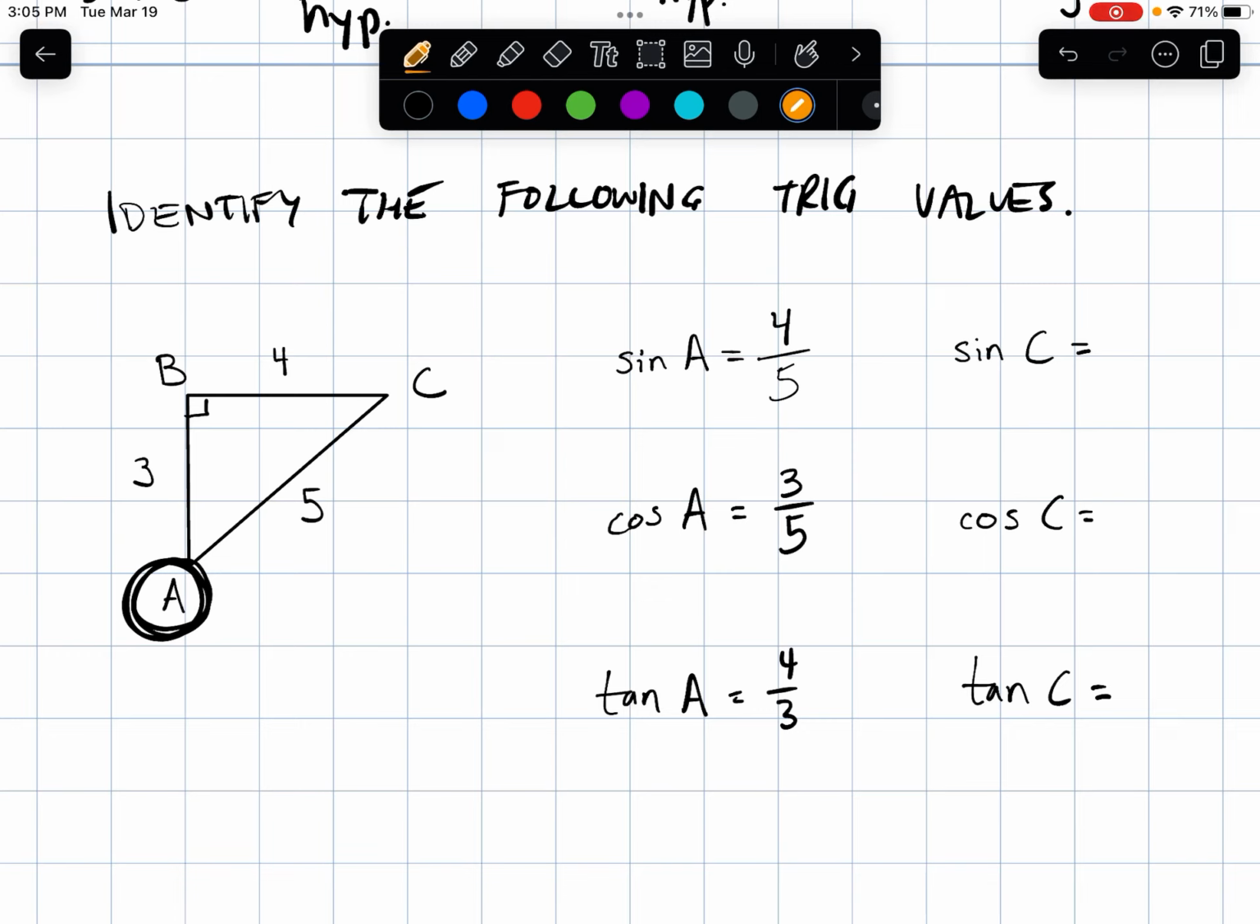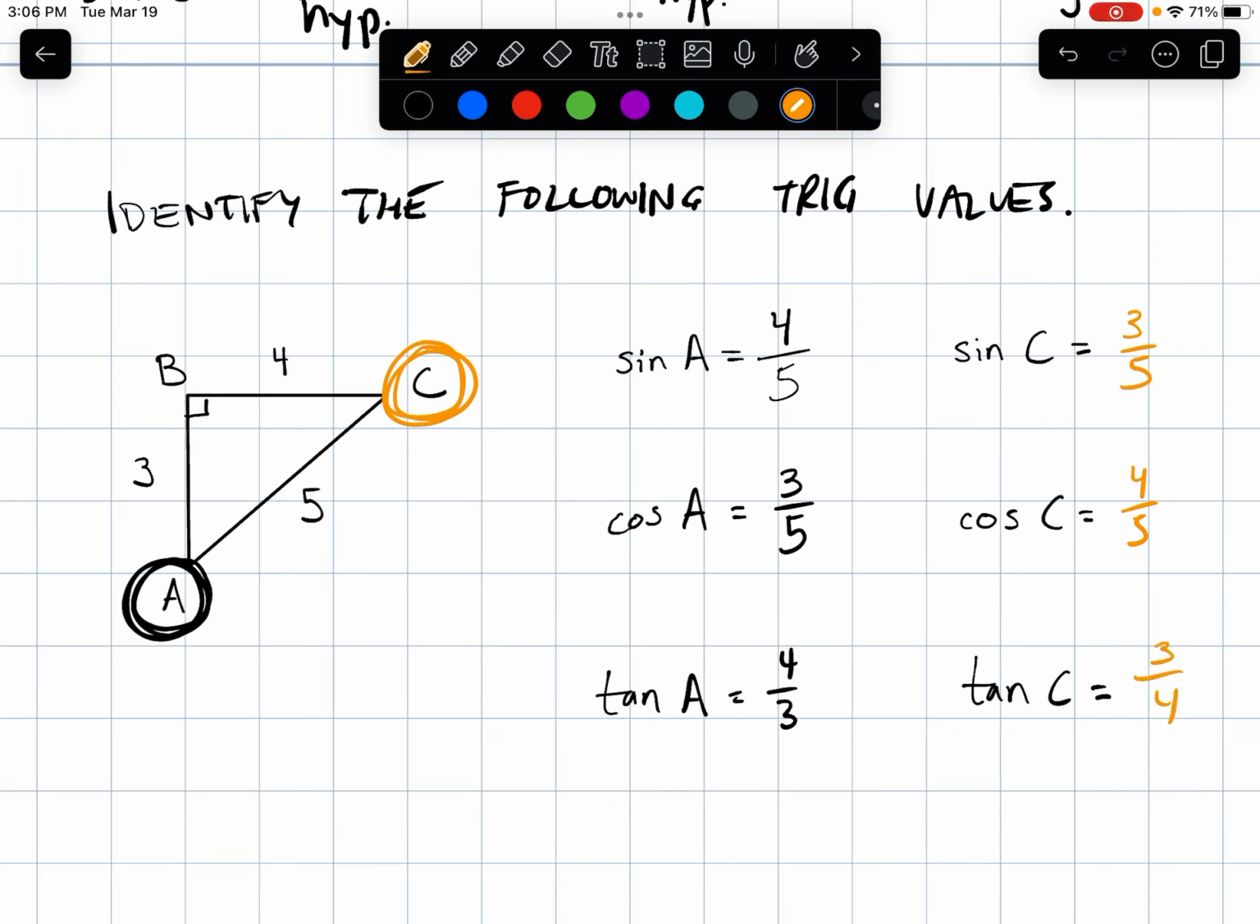If I'm looking for the sine, cosine, and tangent of my angle C, well, now I'm focused on angle C here. So if I look at angle C, if I'm trying to find the sine, we know that sine is opposite over hypotenuse. So opposite C would be 3, and the hypotenuse is 5. So this would be 3 over 5. If I'm looking for the cosine of C, cosine we know is adjacent over hypotenuse, so that would be 4 over 5. And if I'm looking for the tangent of C, we know that tangent is opposite over adjacent, so that would be 3 over 4.